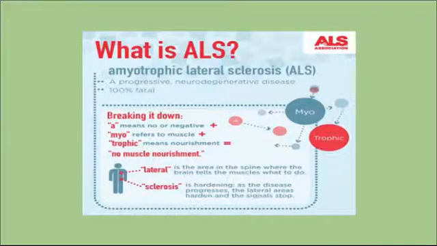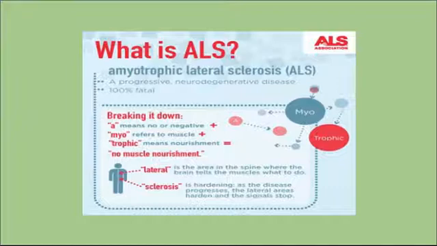amyotrophic lateral sclerosis, or ALS, sometimes known as Lou Gehrig's disease. This is a good picture showing it. It's a progressive neurodegenerative disease, and it is 100% fatal. It affects the entire body. It affects the ability to talk, swallow, and breathe.